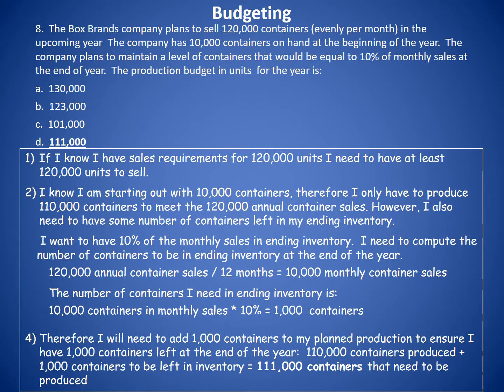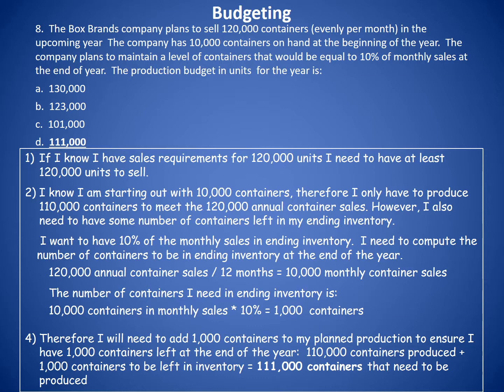Okay, the answer to number 8, the production budget in units, or containers if you will, for the year is D, 111,000. So let's go through the explanation on this problem. Number 1, if I know I have sales requirements for 120,000 units, I know I'm going to have at least 120,000 units to sell. Number 2 is I know I'm starting out with 10,000 containers. Therefore, I'm only going to have to produce 110,000 containers to meet my 120,000 annual container sales budget.